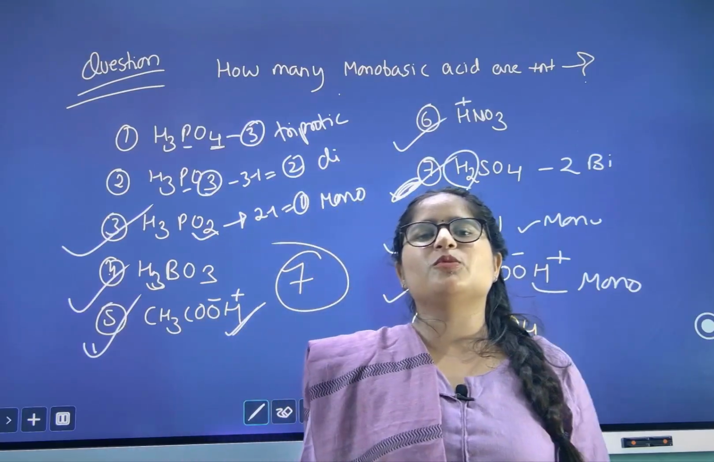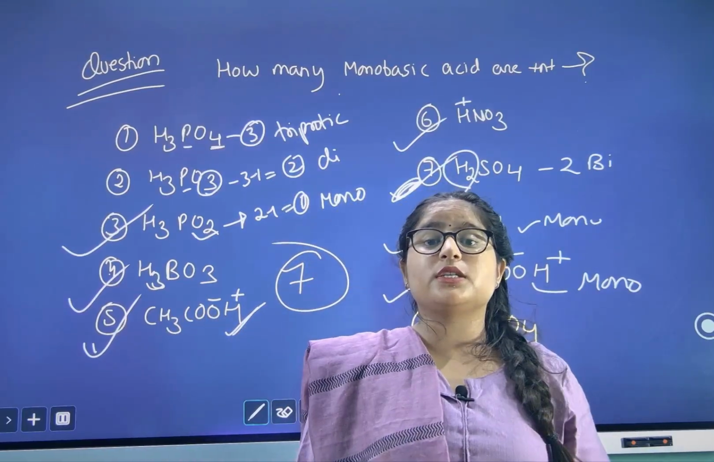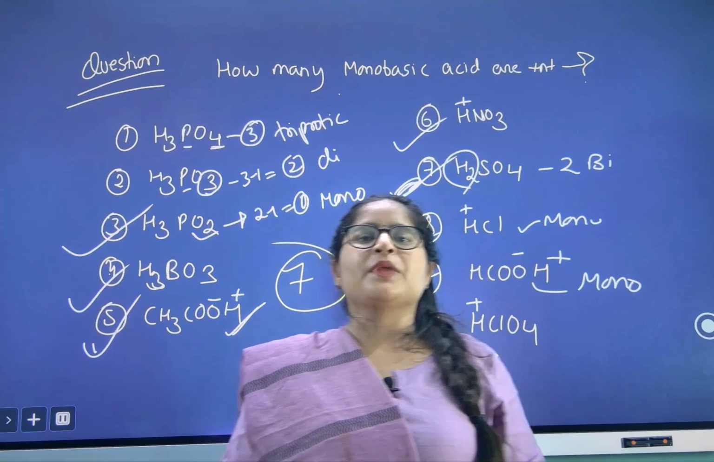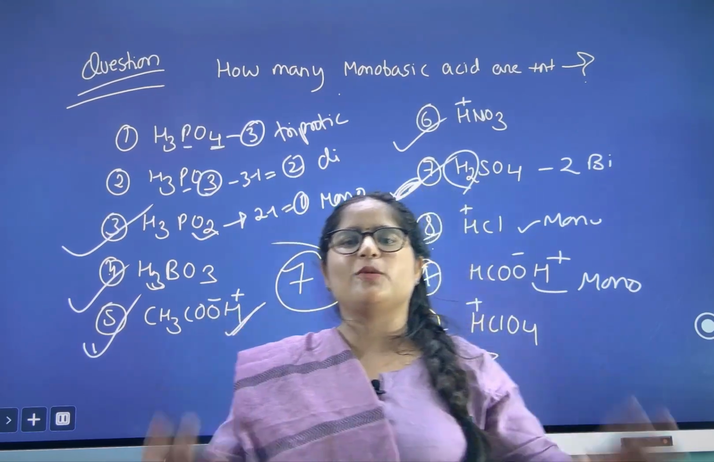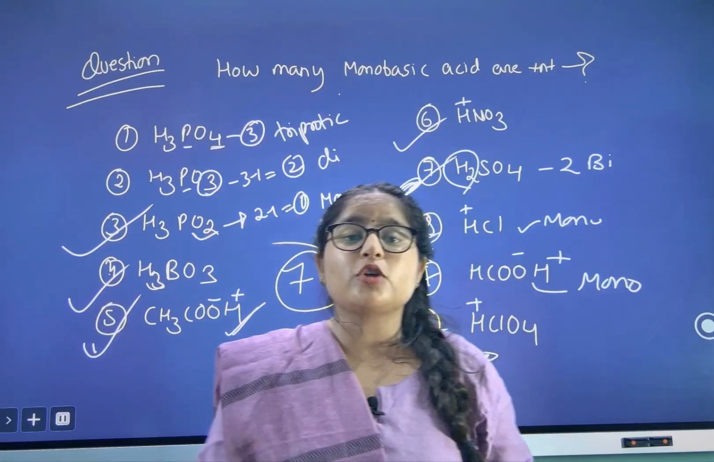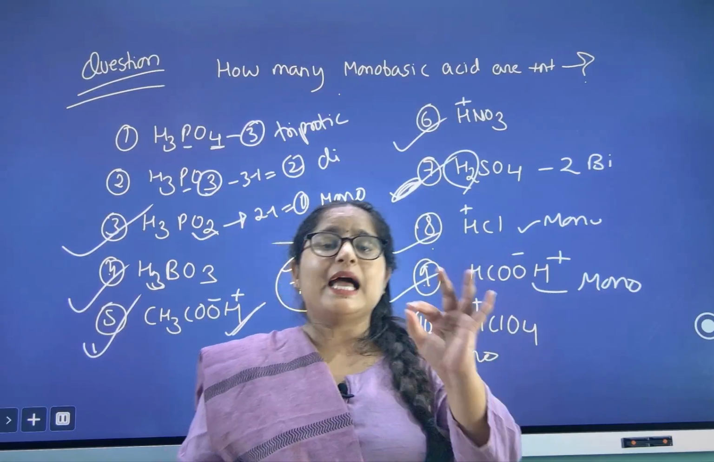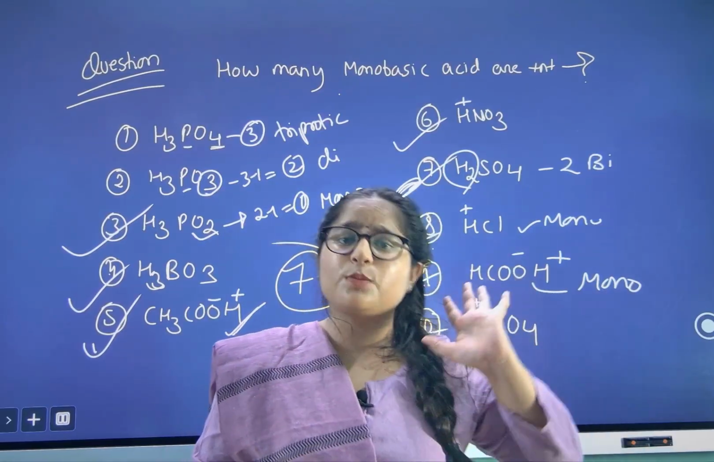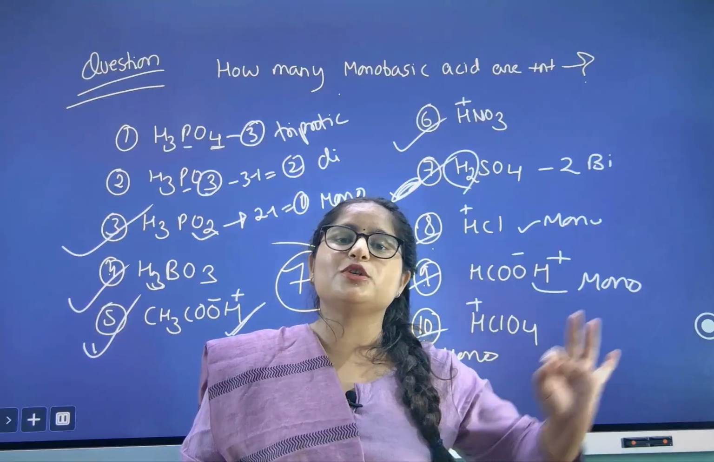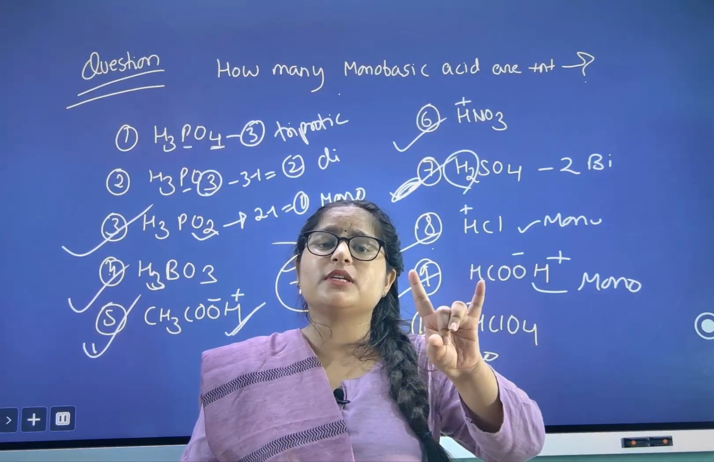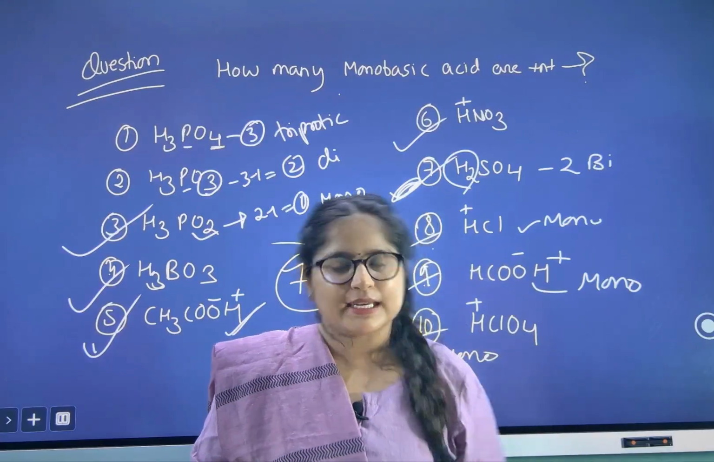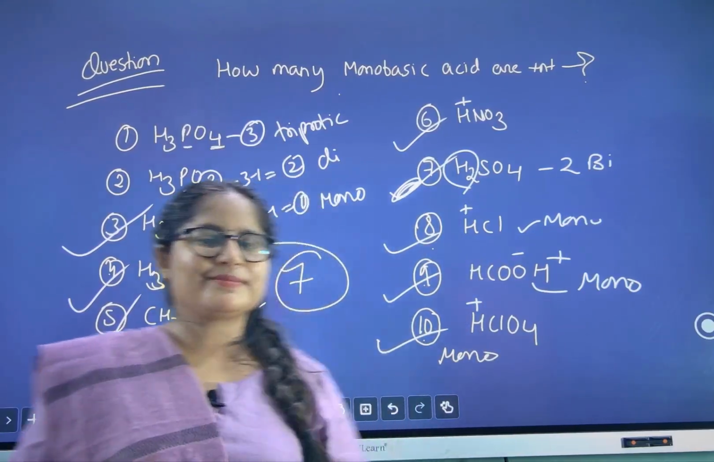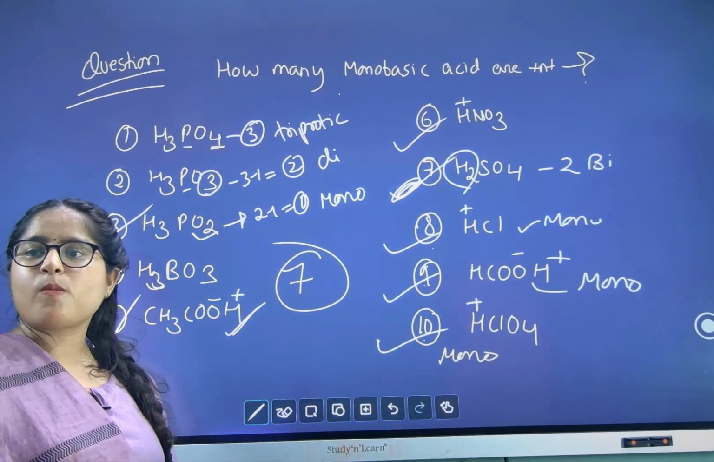Okay, so let us move to the next concept. The next concept is very important. In the last 20 years, they have asked a lot of questions from this topic. So what is the next topic? The next topic is acid conjugate base pair and base conjugate acid. With acid, what is coming? Conjugate base. And with base, who is coming? Conjugate acid. Let us study about these pairs. Note down fast.